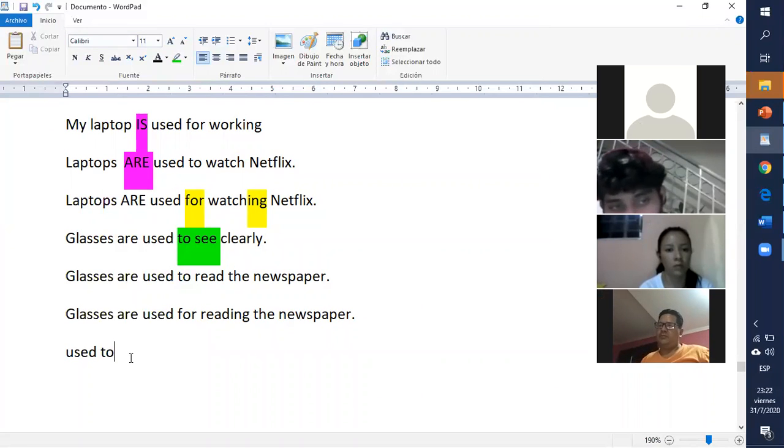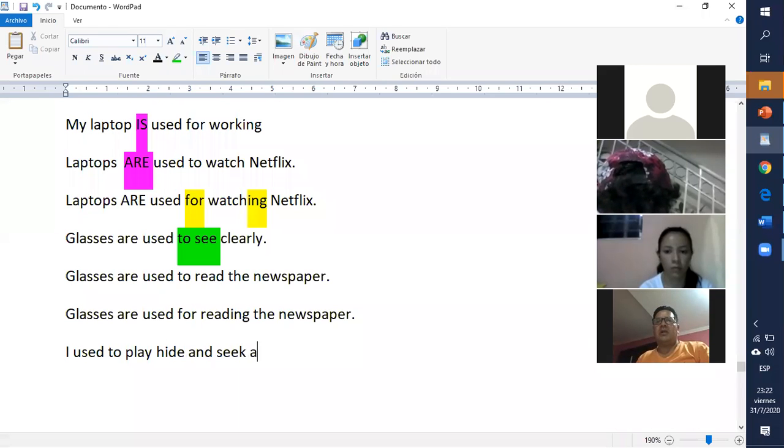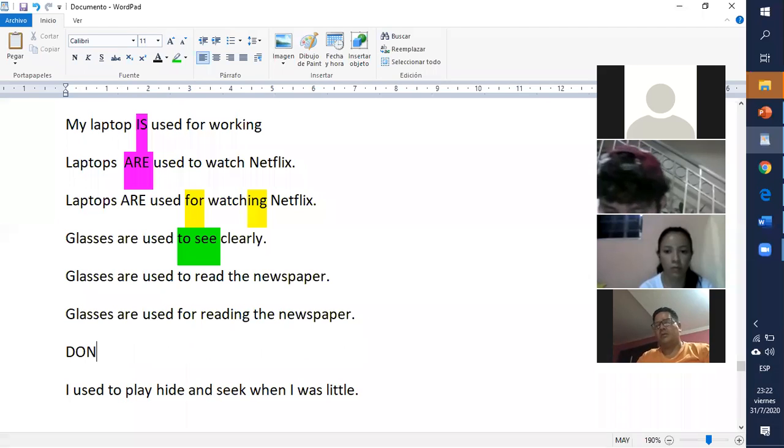So look, guys, don't confuse it, right? No lo confundan con solía. Okay, because this is I used to. I used to play hide and seek when I was little. Hide and seek is, but, do you know what that is? Condelero. Condelero, exactly. So don't confuse it with this.